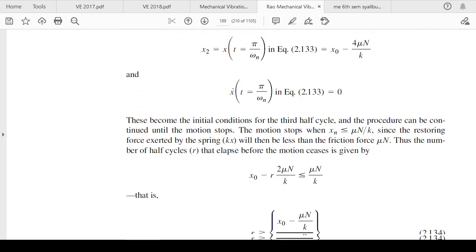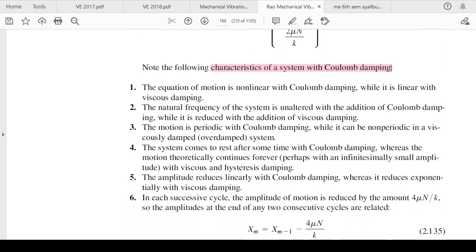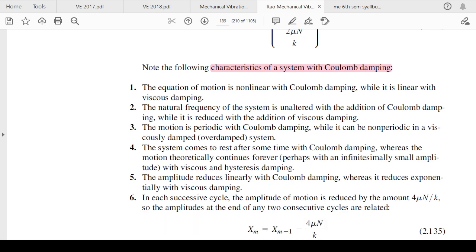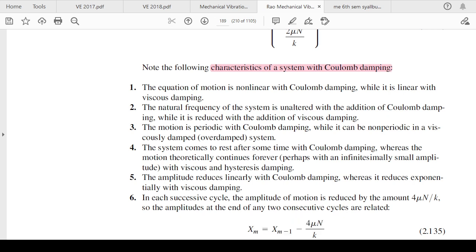I am going to recall a few terms or characteristics which are there in your syllabus. What are the characteristics of a system with Coulomb damping? The equation of motion is non-linear with Coulomb damping, while it is linear with viscous damping, which we discussed in previous sessions. The natural frequency of the system is unaltered with the addition of Coulomb damping, while it is reduced with the addition of viscous damping.